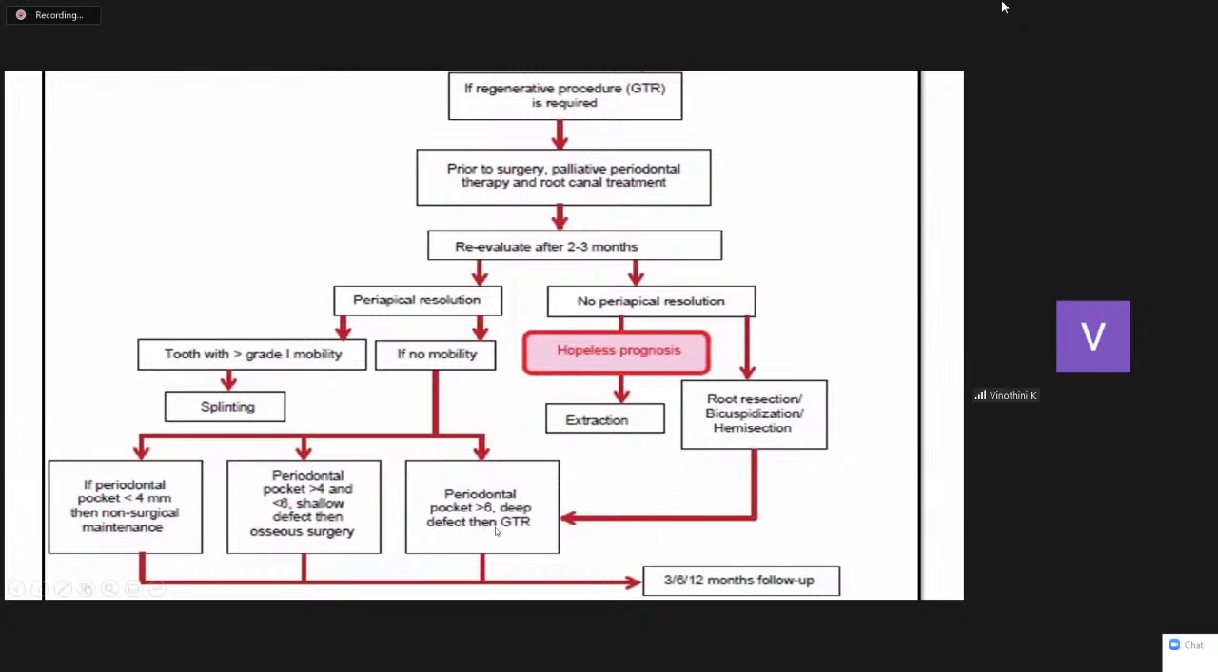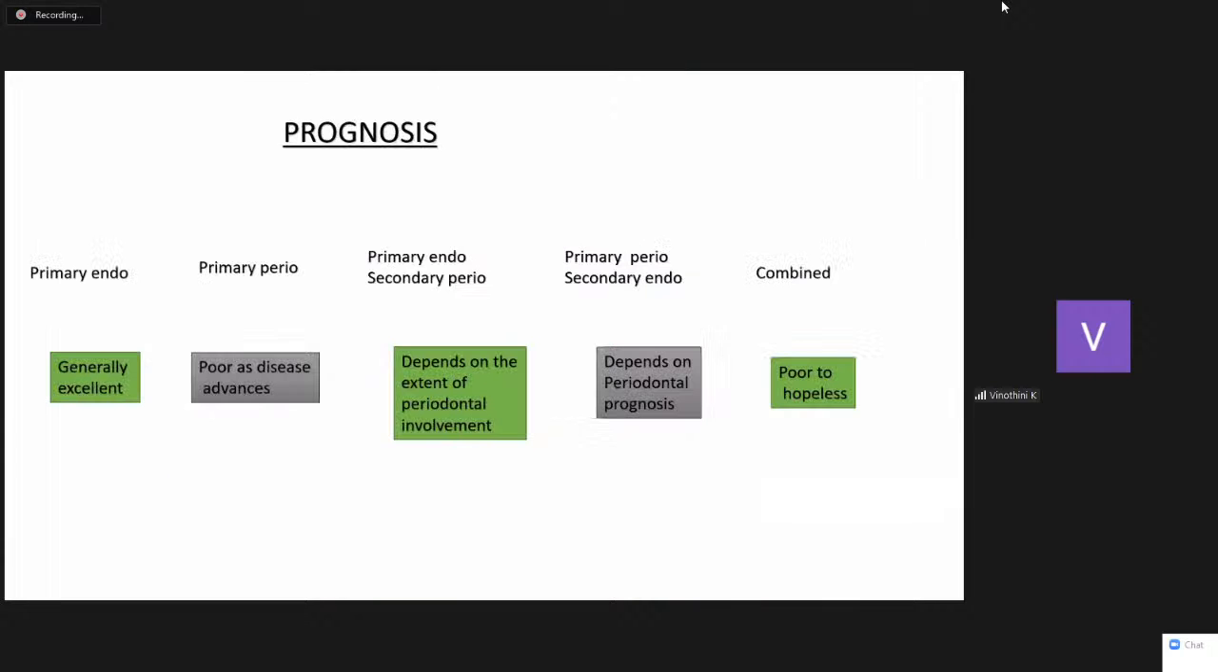After doing this, you measure the perio pocket, whether it is less than 4 mm, 4 to 6 mm, or more than 6 mm, and then definitely follow up at 3, 6, and 12 months. As for prognosis, primary endo is going to have a good prognosis because it is a confined lesion only inside the tooth, only the pulp. When we do the root canal treatment, it's going to have an excellent prognosis.